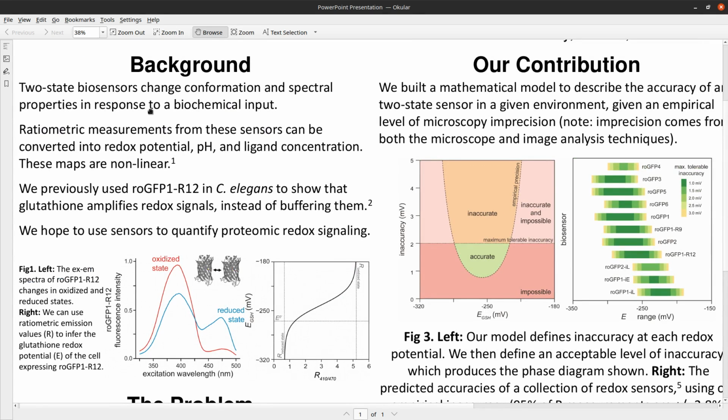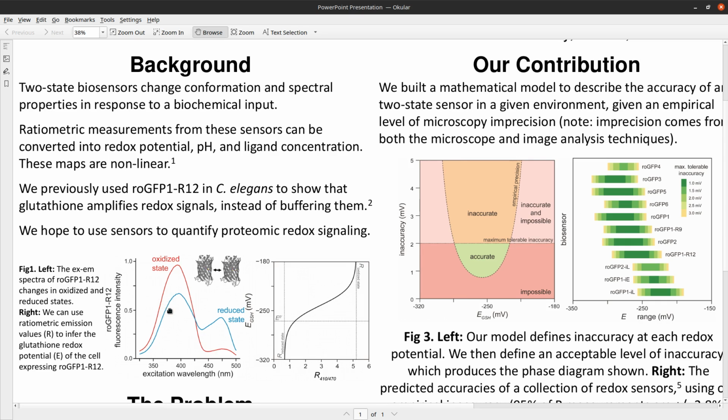When I say a two-state sensor, I mean a fluorescent protein, usually a modified GFP, that changes conformation and fluorescent properties in response to some input. So for example, here is the excitation emission spectra of the redox-sensitive GFP we use. In oxidizing environments, these two cysteines in the fluorophore form a disulfide bridge leading to the red spectra, and then in reducing environments, that disulfide breaks and leads to the blue curve.